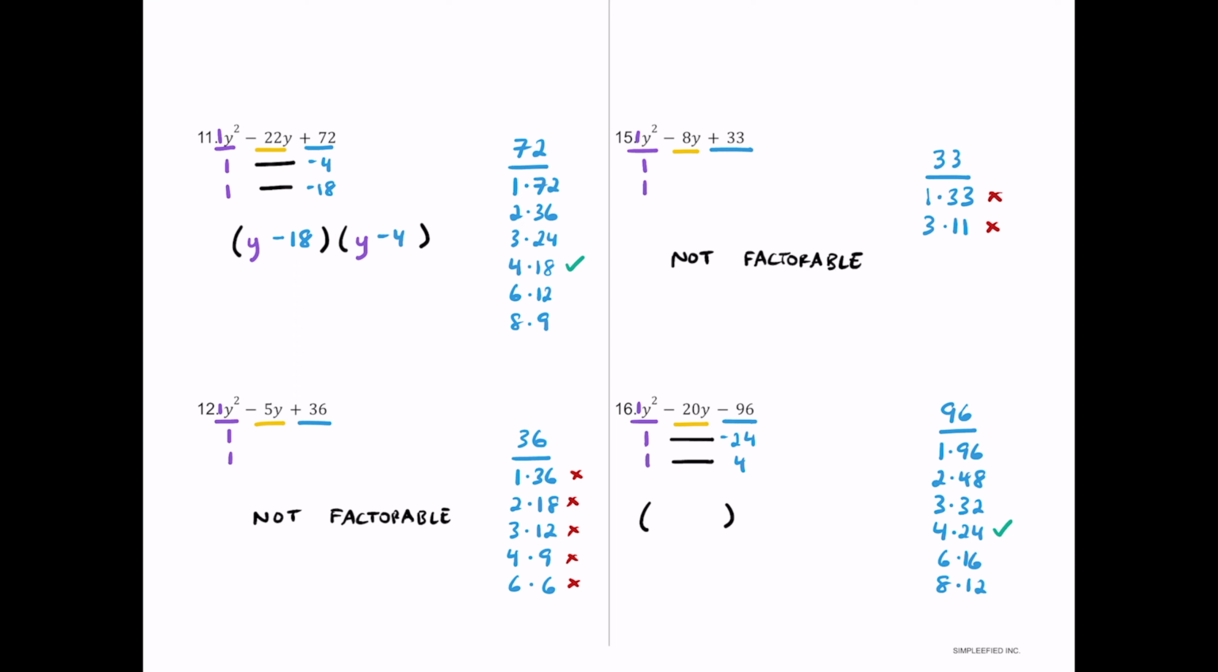So if we open up our binomials just like this, we're going to get our y and our y. And then we're going to put a minus 24 and our plus 4. And this would be the factored form for this trinomial.